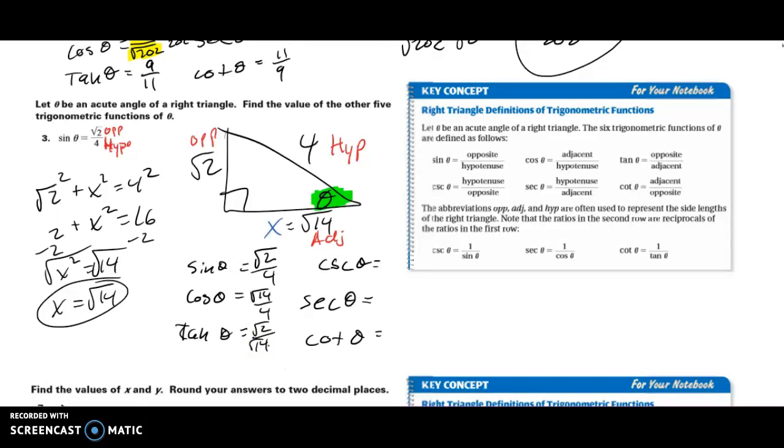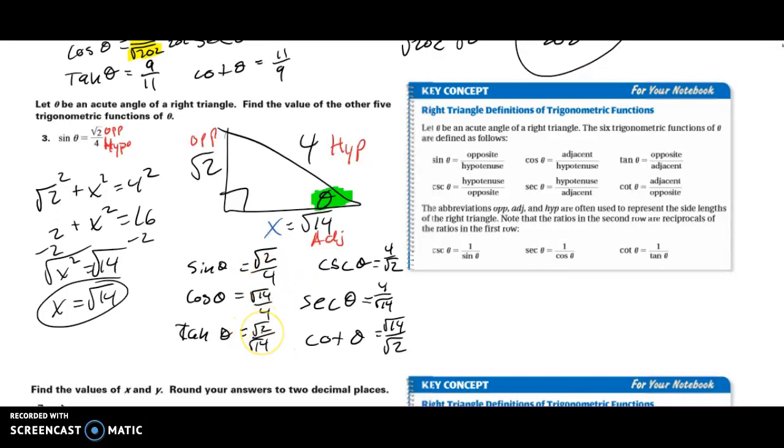Okay, and we're going to fix this here. And then these are going to just flip upside down. So we have 4 over root 2, we have 4 over root 14, and then we have root 14 over root 2. That's a great answer, looking for a B kind of thing. For an A, we need to fix all our roots, okay? So we can't have any roots in the denominator. So we're fine here, fine here.